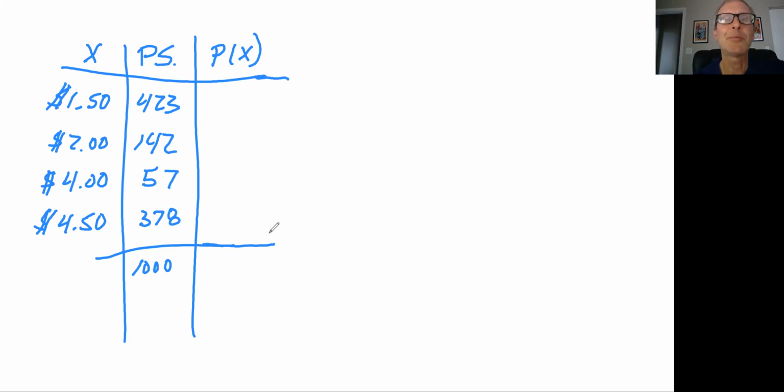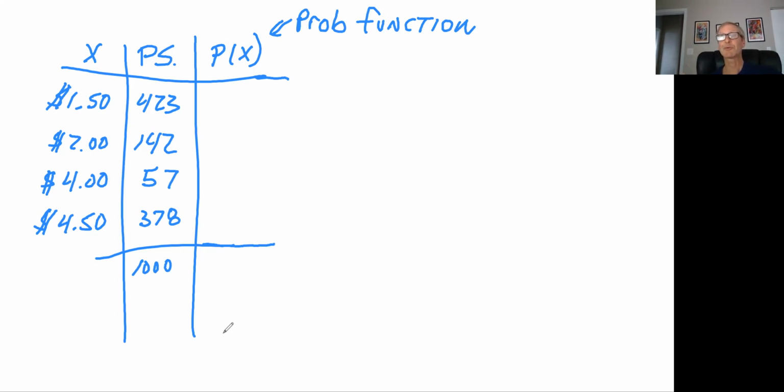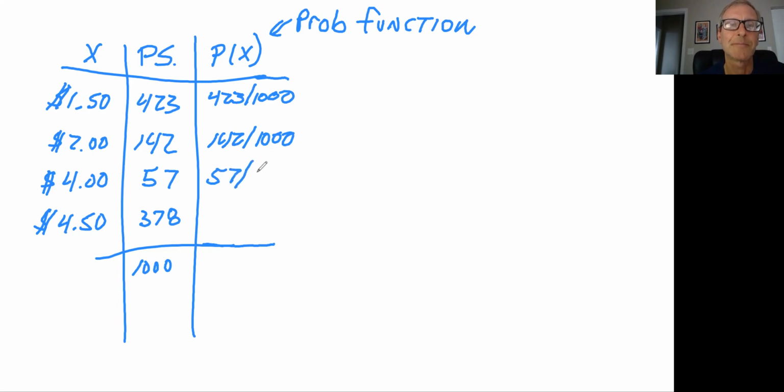And so this is the probability function. Remember, when you add this column up, it has to equal the number 1. Just like we were doing in some of those calculations in chapter 5 about probability, you take the total on the denominator, and the number for each one of those dollar values goes in the numerator. So this one would be 423 divided by 1,000. This one would be 142 divided by 1,000.